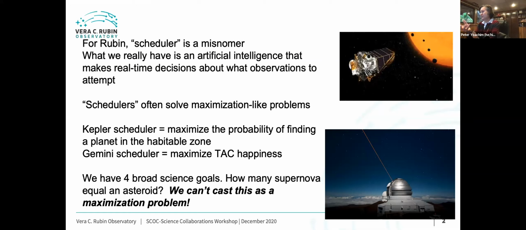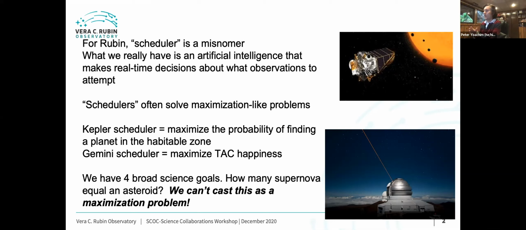Schedulers usually try to solve maximization problems. For example, I've got Kepler on the right there. It was trying to maximize the probability of finding a planet in the habitable zone. That's one nice quantity that it could try to maximize when it was setting its observing strategy. Something like the Gemini telescopes, they're trying to maximize the happiness of their telescope allocation committee.